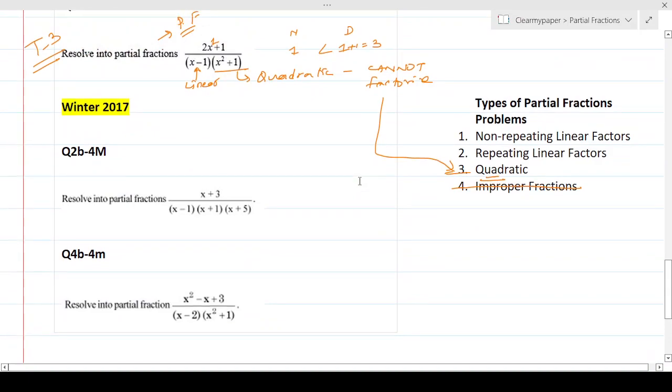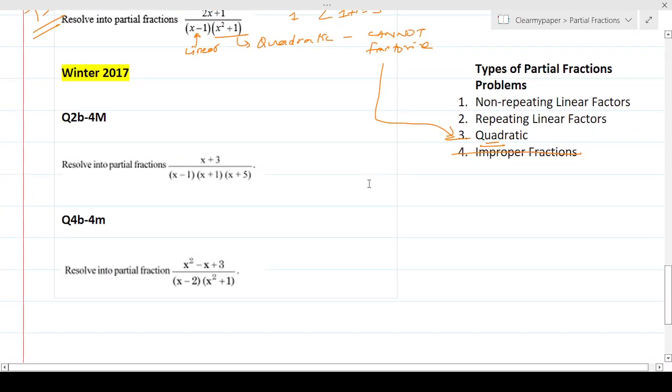Okay, let's check the last two problems from winter 2017. So we have a numerator here, we have a denominator here. What's the degree of the numerator? It's x to the power 1. What's the degree of the denominator here? We have three terms, all are linear, 1, 1 and 1.